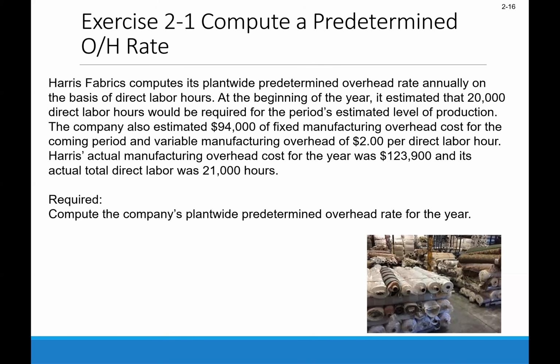Harris's actual manufacturing overhead cost for the year was $123,900, and its actual total direct labor was 21,000 hours. So it's giving us the estimated, and then it's letting us know what the actual was. But our job here is to figure out what the predetermined overhead rate is for the year. So the 94,000 of fixed manufacturing overhead with variable manufacturing overhead of $2 per direct labor hour.